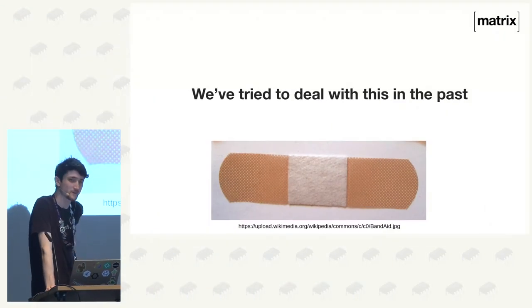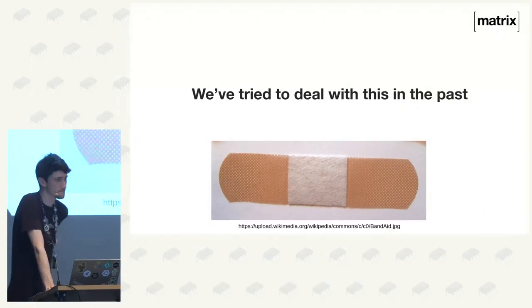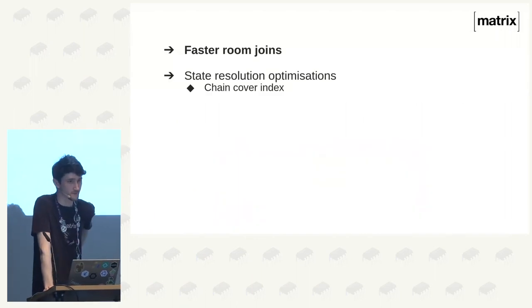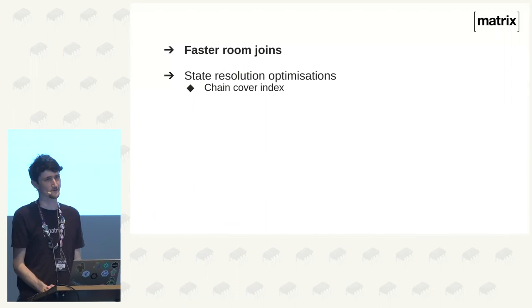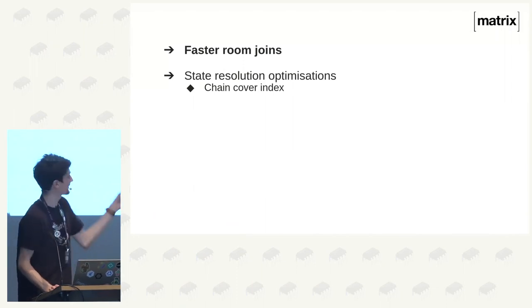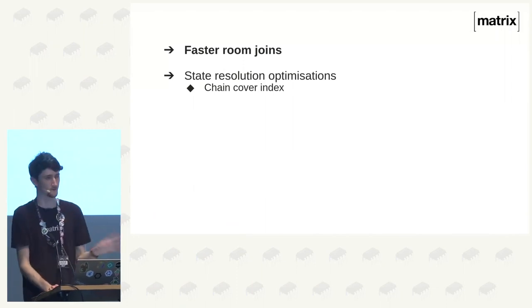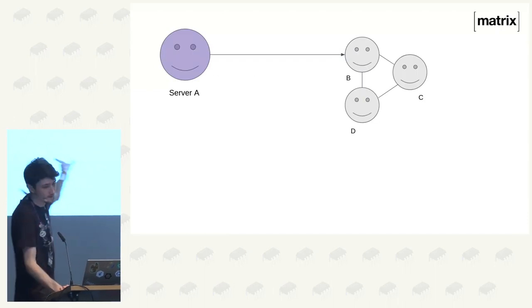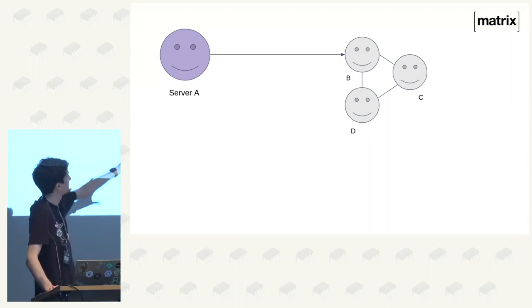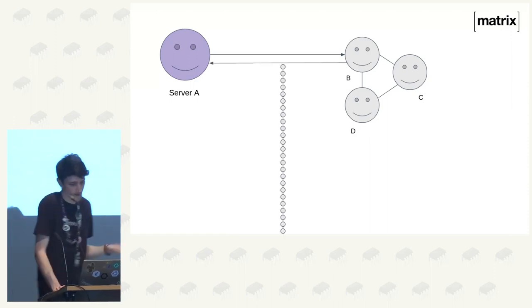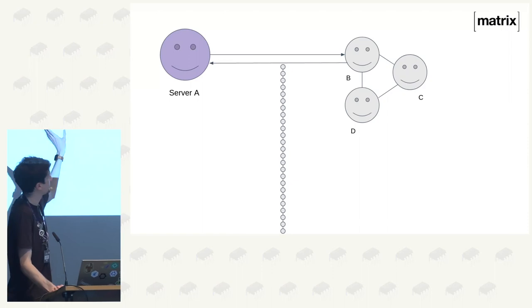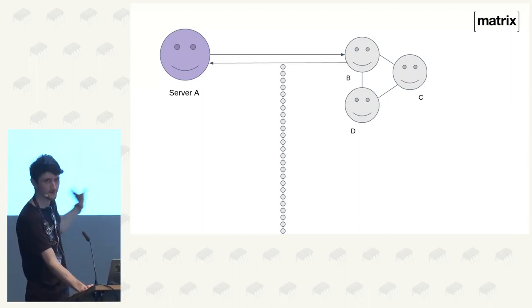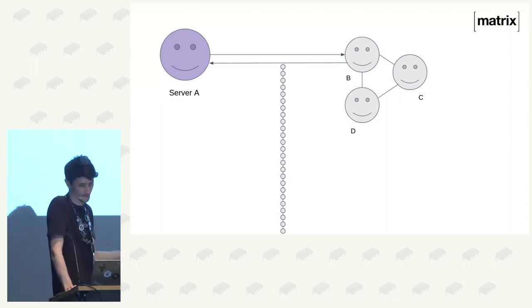Well, we've tried to deal with it in the past in various ways, but they've mostly been workarounds. We did have the faster room joins project, which ran for a few months. And actually, I can explain that quickly because I think it gives a good overview of the issue. So basically, you have server A, and it wants to join a room that servers B, C, and D are kind of hanging out in. To do this, if it wants to join through B, B would have to send over all of the state, including the historical state, to server A.